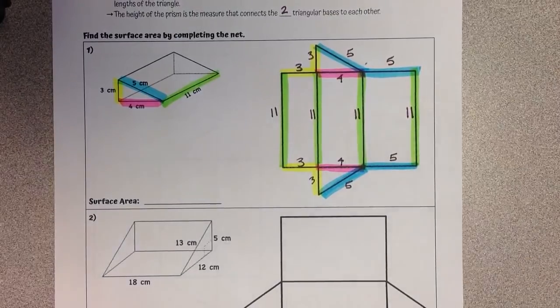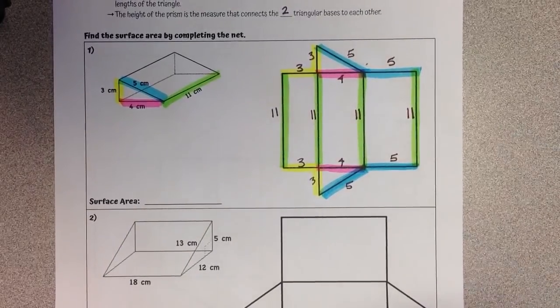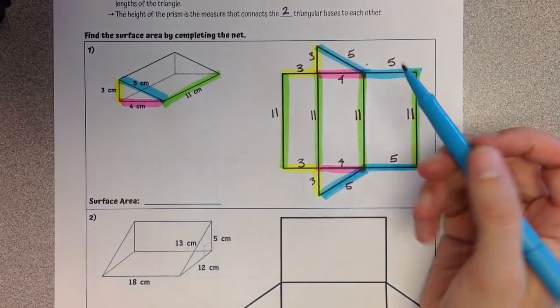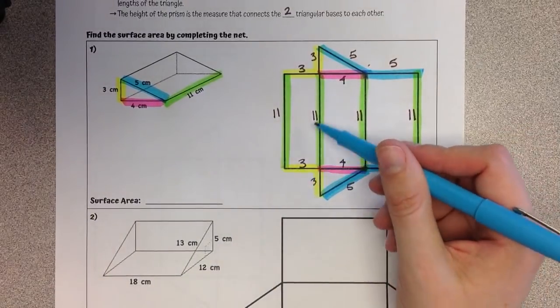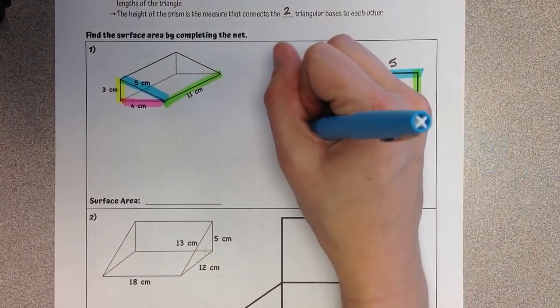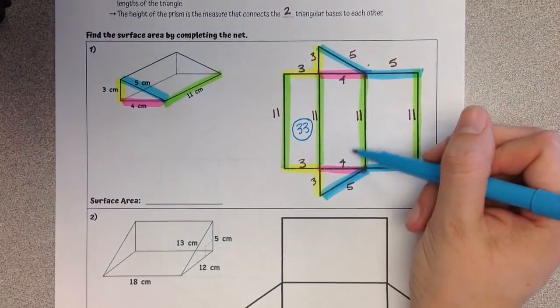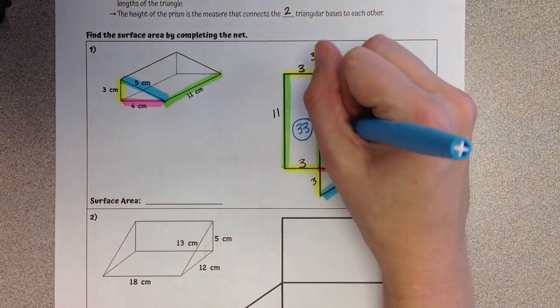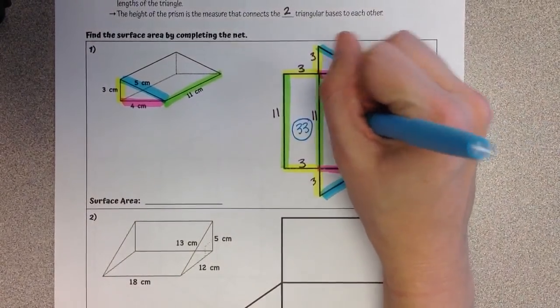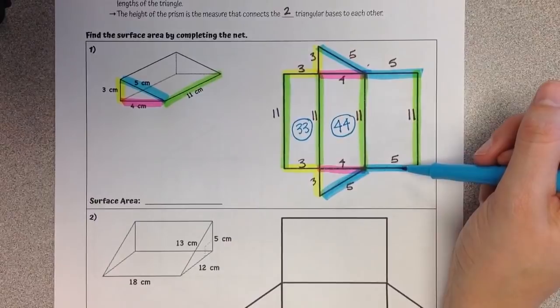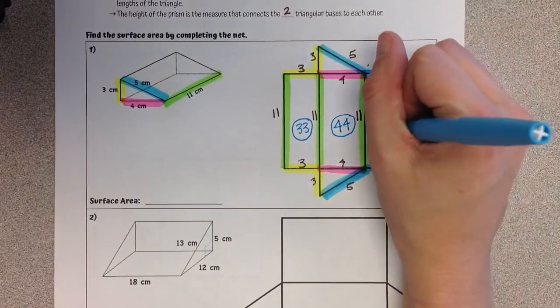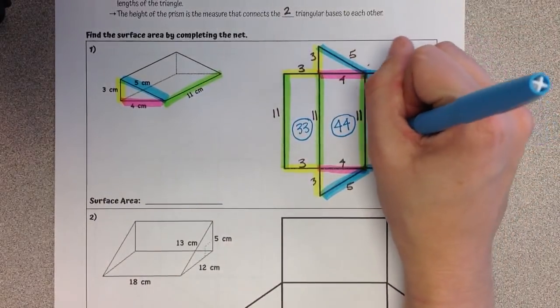Now that we've filled all these in, we can actually calculate the surface area. So I'm going to find the area of each. We have a rectangle here, base of 3, height of 11. 3 times 11 is 33. We have the rectangle here, base of 4, height of 11. 4 times 11 is 44. This rectangle, base of 5, height of 11. 5 times 11 is 55.